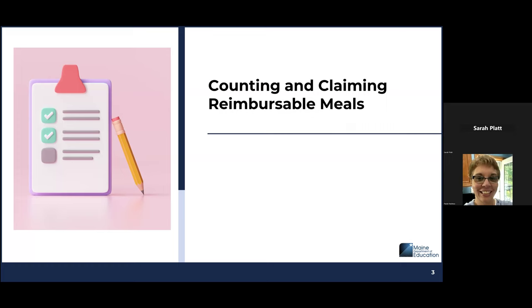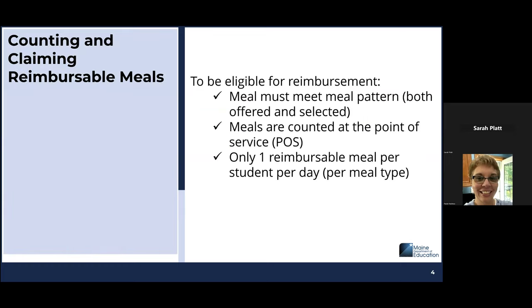So we're going to start with a quick review of the meal counting and claiming process. Like I just said, to be eligible for reimbursement, the meal offered and served to an eligible student must meet meal pattern requirements. The meal must be counted at the point when the student receives it, not before, and only one meal per student per day and meal type may be claimed.